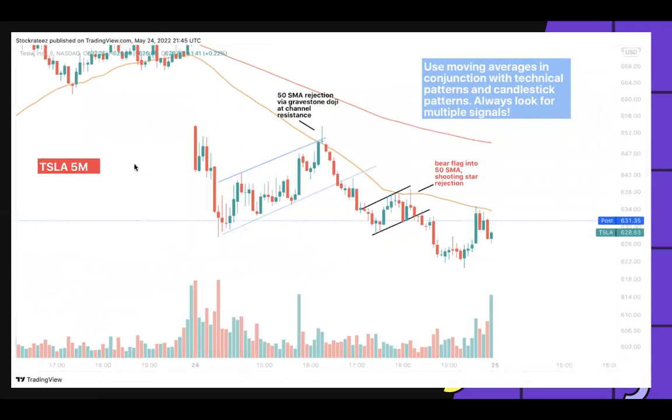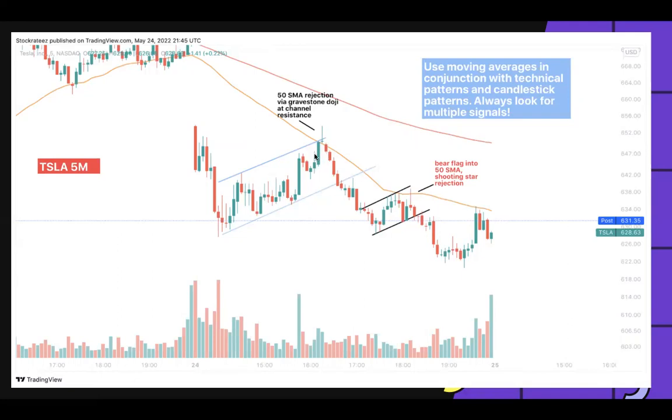So here we have our Tesla 5-minute chart. And so we actually have our 50 SMA right here. For me, 50 SMA is always going to be yellow or orange, and then the 200 SMA is always going to be red. This is a personal preference of mine. That's usually how most charting services make it anyway.